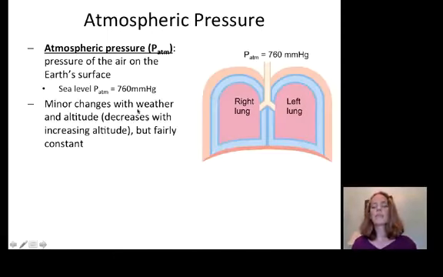So first, atmospheric pressure. The pressure outside of the lungs is 760 millimeters of mercury. That's at sea level. This will change if you go to higher altitude, but generally we're just going to do these calculations at sea level. So the pressure in the atmosphere is 760 millimeters of mercury, and that will be fairly constant.